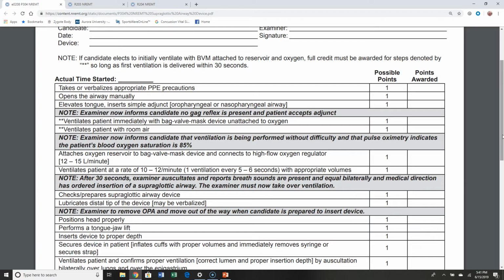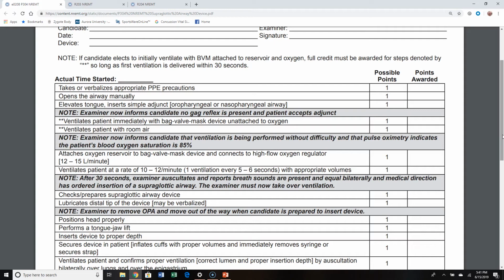When we are not attached to an advanced airway, a bag valve mask needs to be done with one ventilation every 5 to 6 seconds, which gives us a total of 10 to 20 ventilations per minute. That goes down when we have an advanced airway in place, and we ventilate every 6 to 8 seconds.